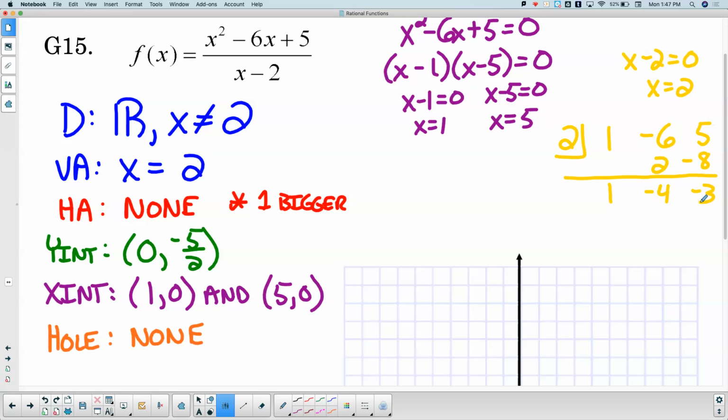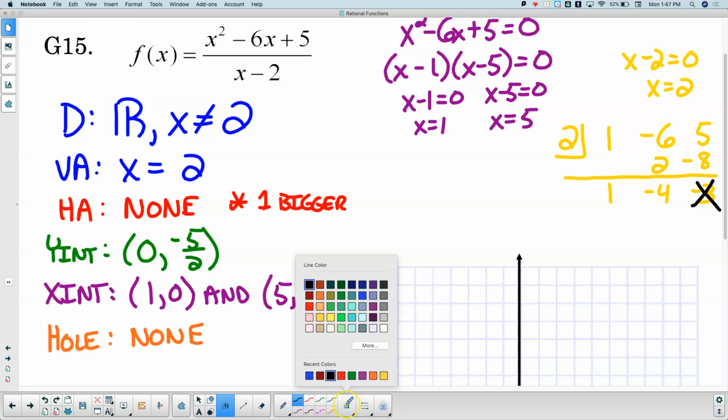Okay. Lainey, now what am I going to do? Drop the 3. The negative 3 one? Yeah. Gone. Okay, so that means my slant asymptote is what, Lainey?